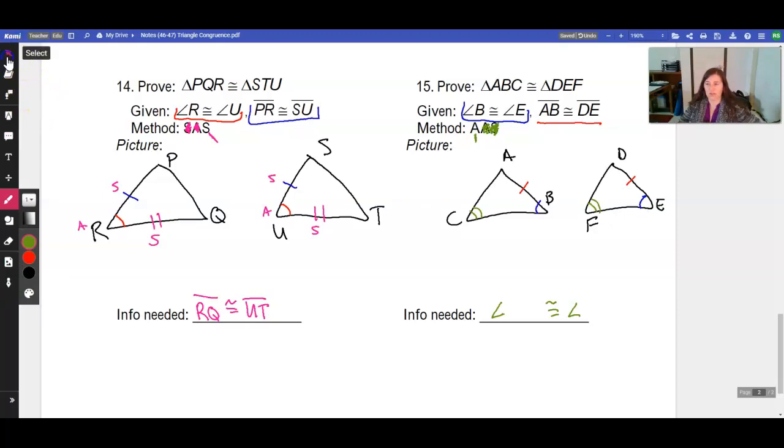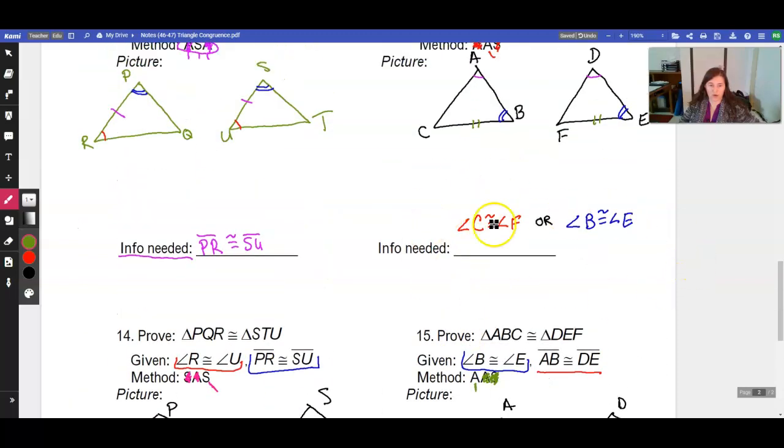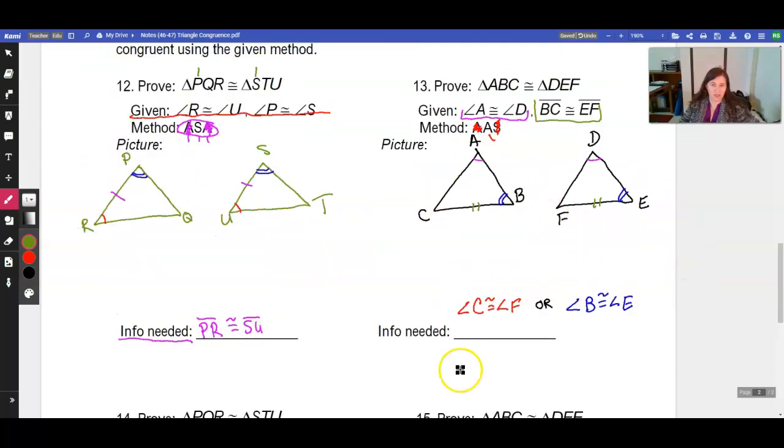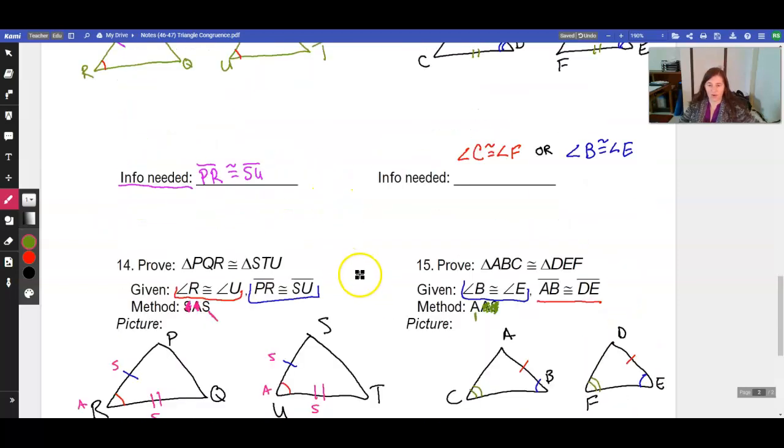Okay? The reason that's my only choice is because the side's not between the two angles when I choose C. If I chose A, I'd have angle, side, angle. Yes, the triangles would still be congruent, but it would not be proving it using angle, angle, side like they asked me to. So this one would be angle C is congruent to angle F. And there's no other option. The only one that has two answers or two options really is this 13. Okay, so a little bit higher level.